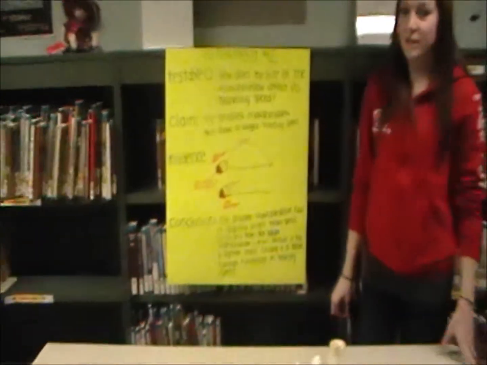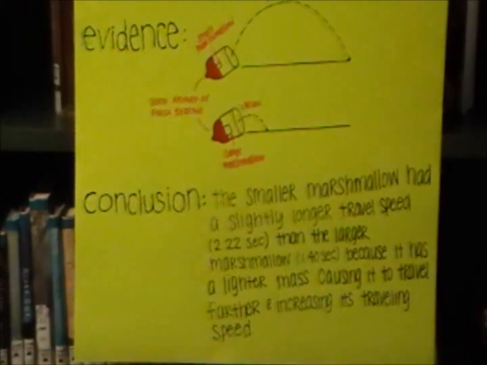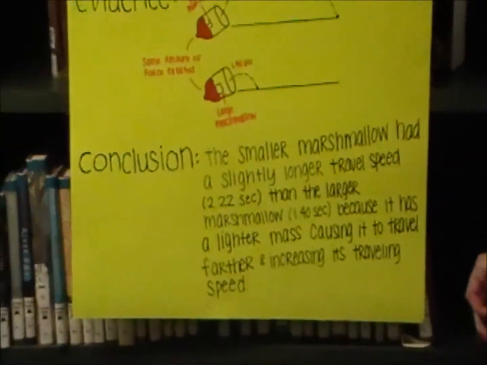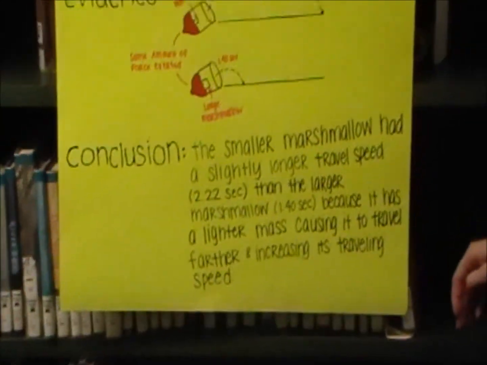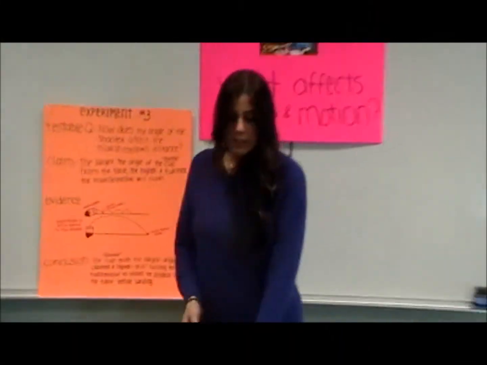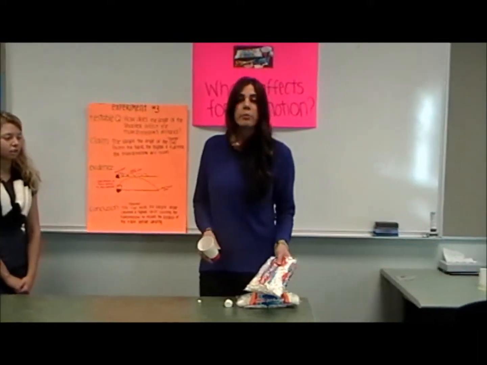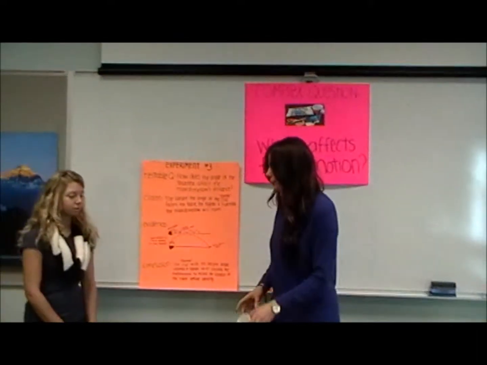In our conclusion, we found the smaller marshmallow had a slightly longer traveling speed than the larger marshmallow because it has a lighter mass, causing it to travel farther and increasing its traveling speed. For experiment number 3, we're using the same materials that we used in experiment number 1, except we are using smaller marshmallows for better results.